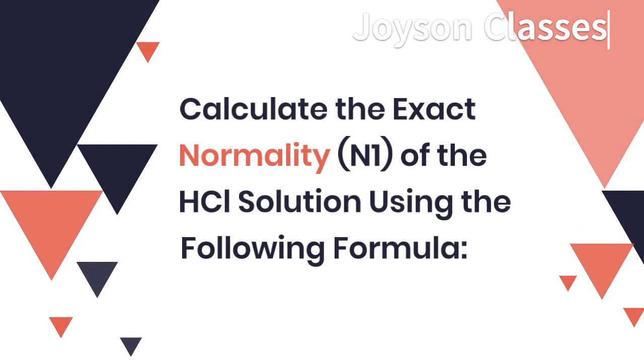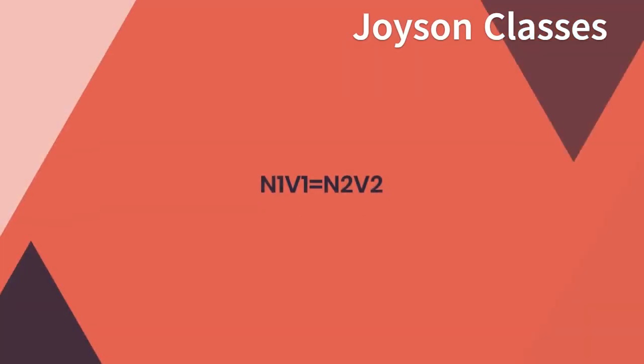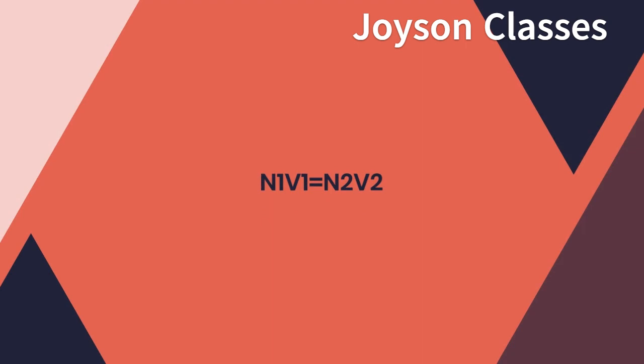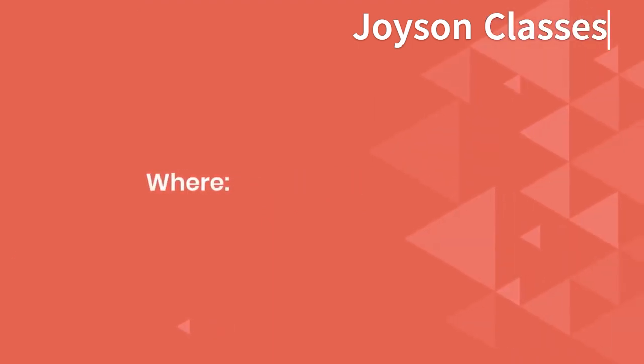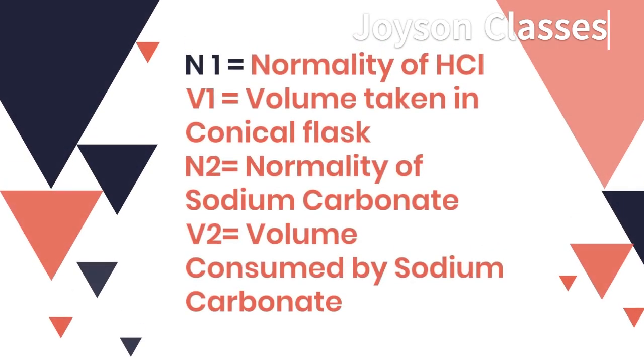Calculate the exact normality, N1, of the HCl, where N1 equals normality of HCl, V1 equals volume taken in conical flask, N2 equals normality of sodium carbonate, V2 equals volume consumed by sodium carbonate.